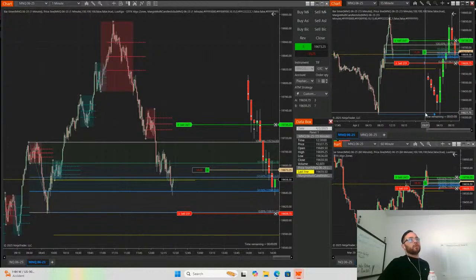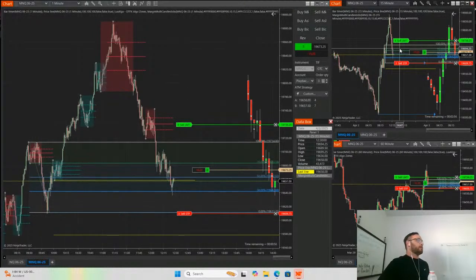The 15 has 3 minutes, so we could see a little finagling in this zone. The next 15 can go up and then take it down if it's going to do that. The hourly closes in 30 minutes, so we have 2 more 15s.